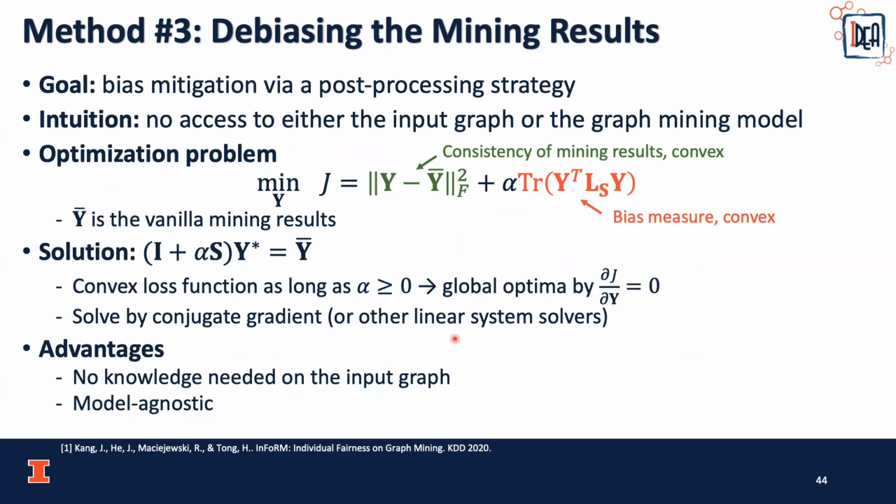And now we will introduce the third method, which is called debiasing the mining results. It aims to directly mitigate the bias in the mining results in a way that is agnostic to the input data and the mining model. Mathematically, it can be formulated as this optimization problem in the middle of this page, where we want to achieve the consistency between the vanilla mining results and the debiased mining results. At the same time, we also want to mitigate this individual bias measure. Fortunately, this optimization problem is convex as long as this regularization parameter alpha is non-negative. And the closed form solution of this problem can be obtained by calculating this linear system, which can be solved by many existing linear system solvers like the conjugate gradient or the power method.